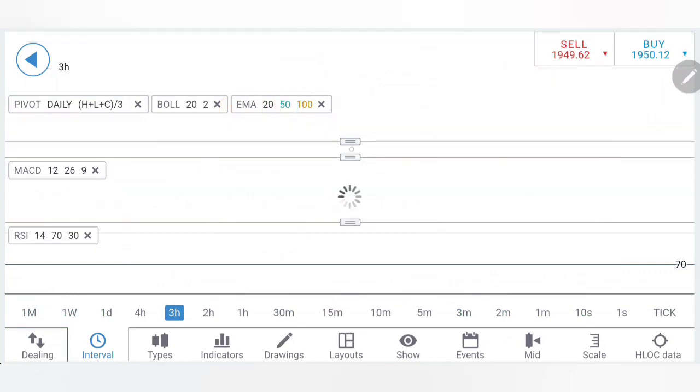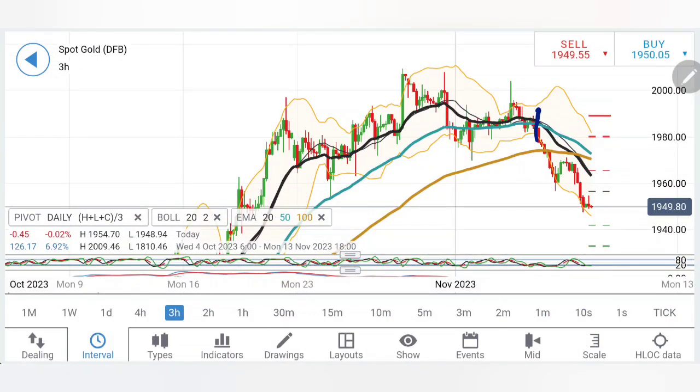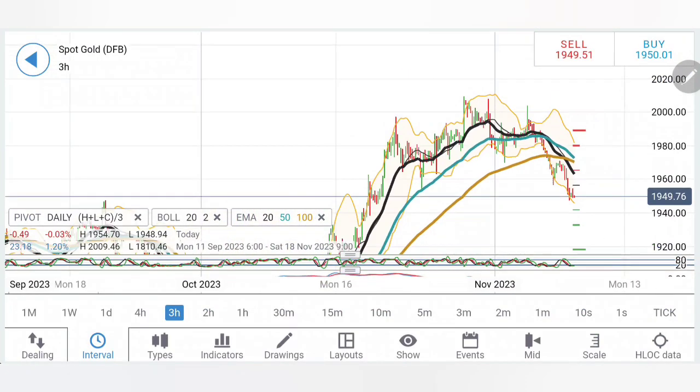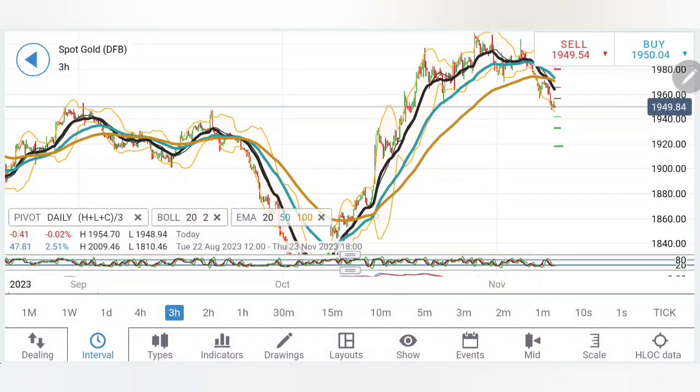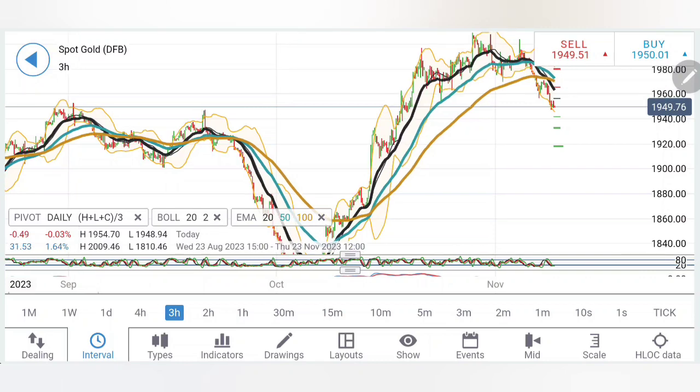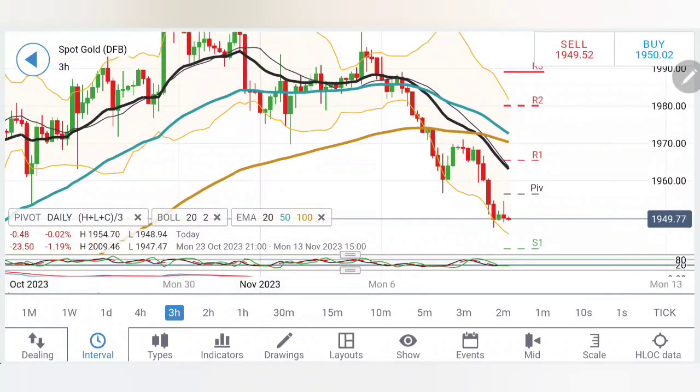RSI is oversold. Coming to the 3-hour chart, this was the bearish cross, and this crossover has come after a long time. After almost a month, the moving averages have crossed over on the sell side. This is certainly a bearish indication. Also, 1970 is the major milestone.